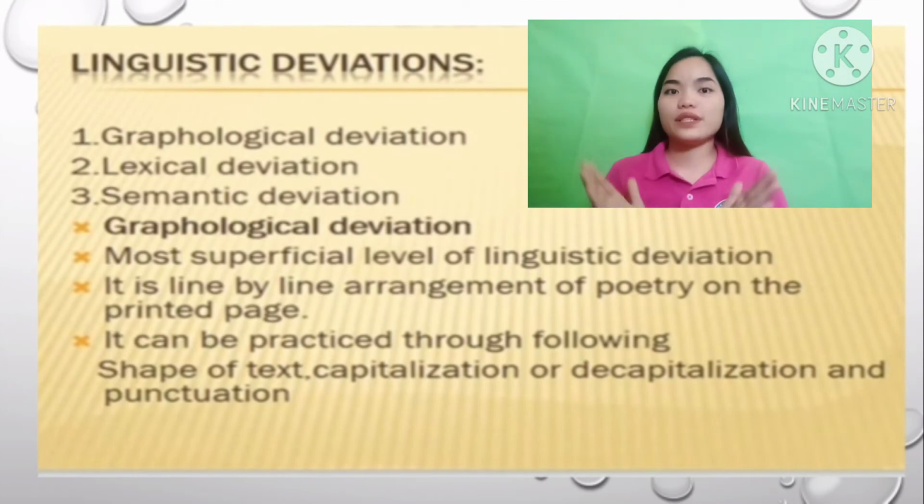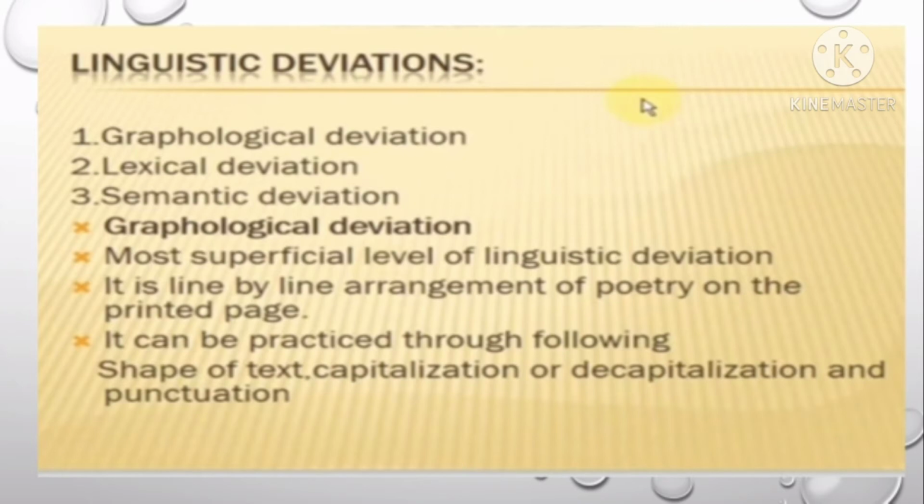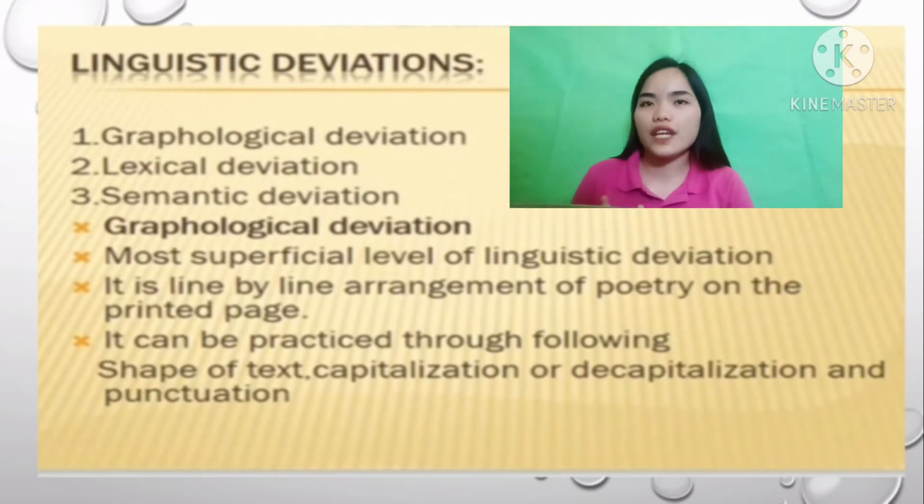Leech and others mentioned three linguistic deviations, which are the graphological, lexical, and semantic deviations. Let's go first to graphological deviation. It is defined as the most superficial level of linguistic deviation. It is the line-by-line arrangement of poetry on the printed page. It can also be practiced through the shape of text, capitalization or decapitalization, and punctuation.